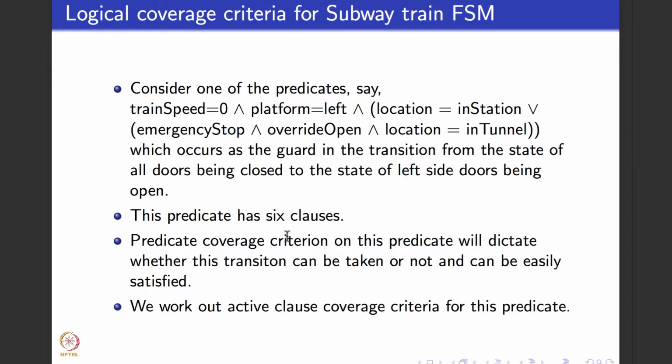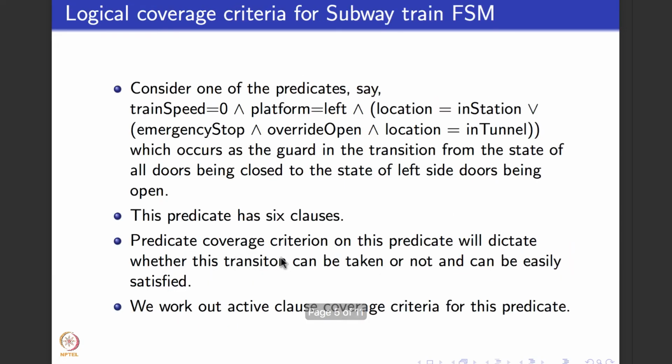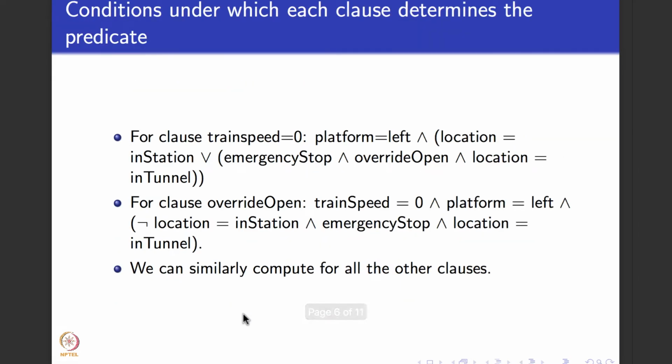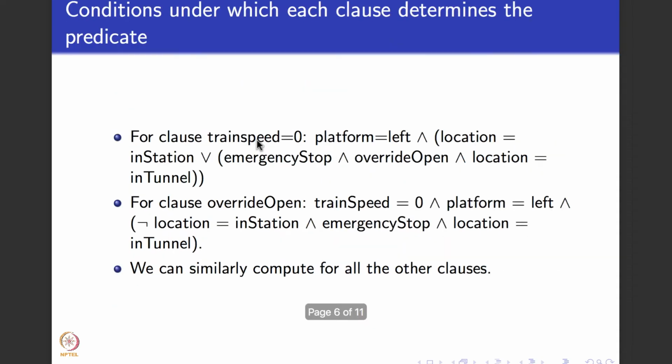Predicate coverage criteria for this predicate is very easy. It will tell you basically whether you can take this transition or not. You can take this transition if this predicate is true, which means if the clauses that are connected by an AND are true, otherwise you cannot take the transition. So that's what predicate coverage criteria will say. Now we'll work out active clause coverage criteria for this predicate. So I take this predicate. It has 6 clauses. What is the first step to do to determine active clause coverage criteria?